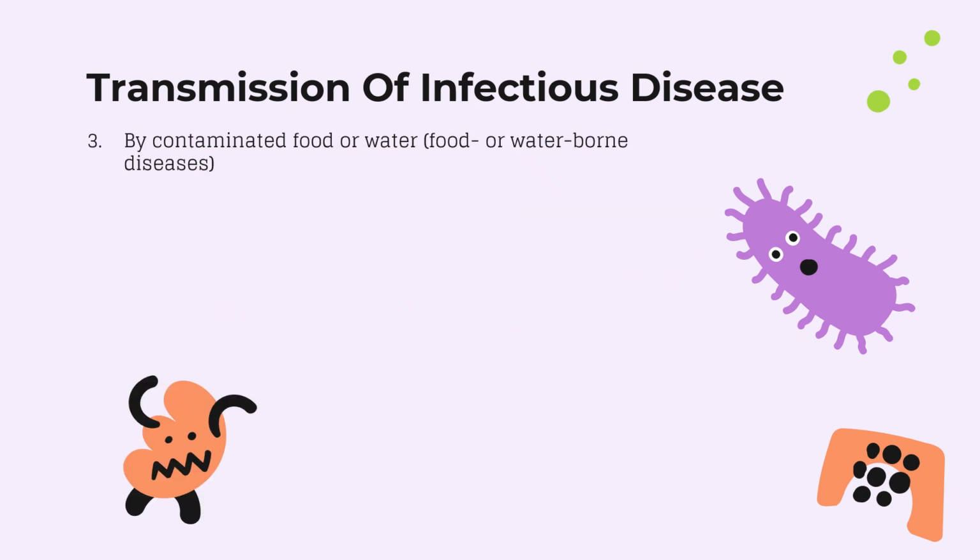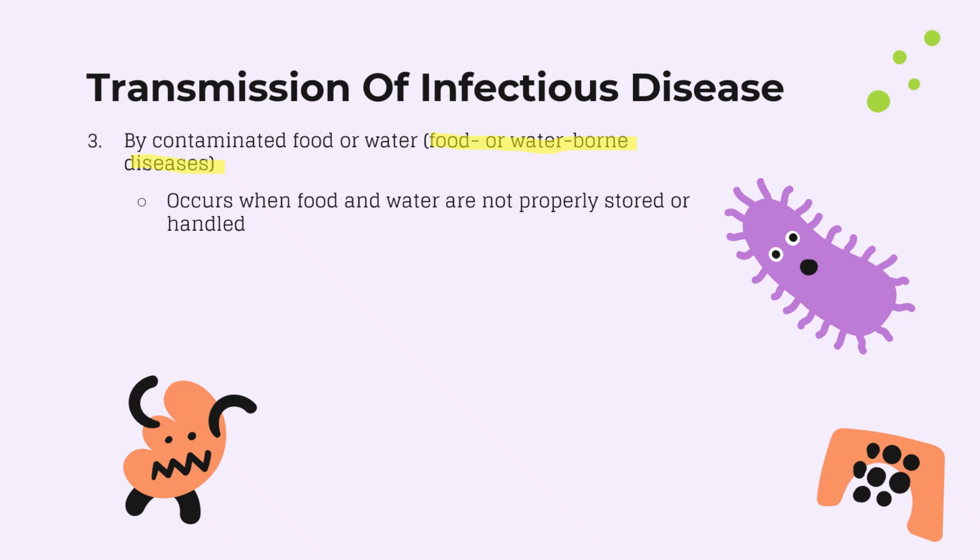The third one is by contamination of food or water, or what we call food or waterborne diseases. This doesn't really happen in Singapore most of the time, but I believe if you read widely around the world, because of improper sanitation, diseases can spread. It occurs when food and water are not properly stored or not properly handled.